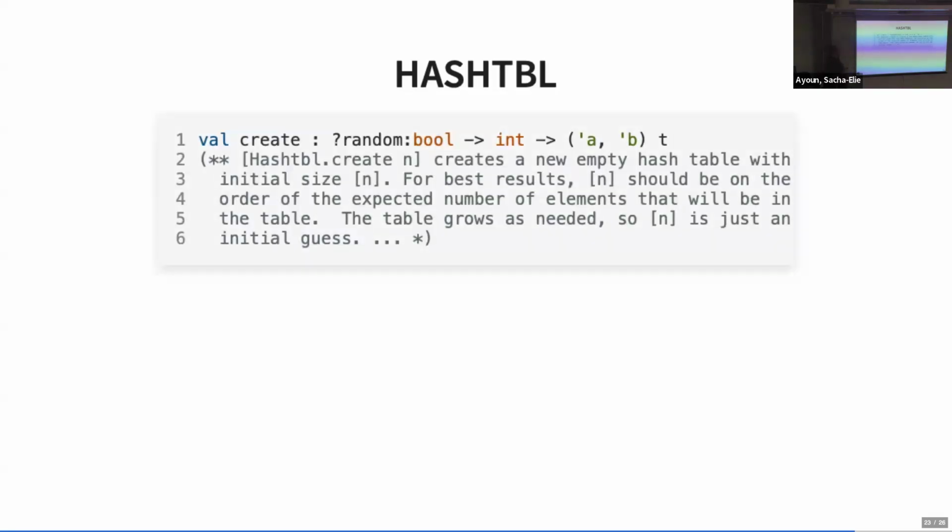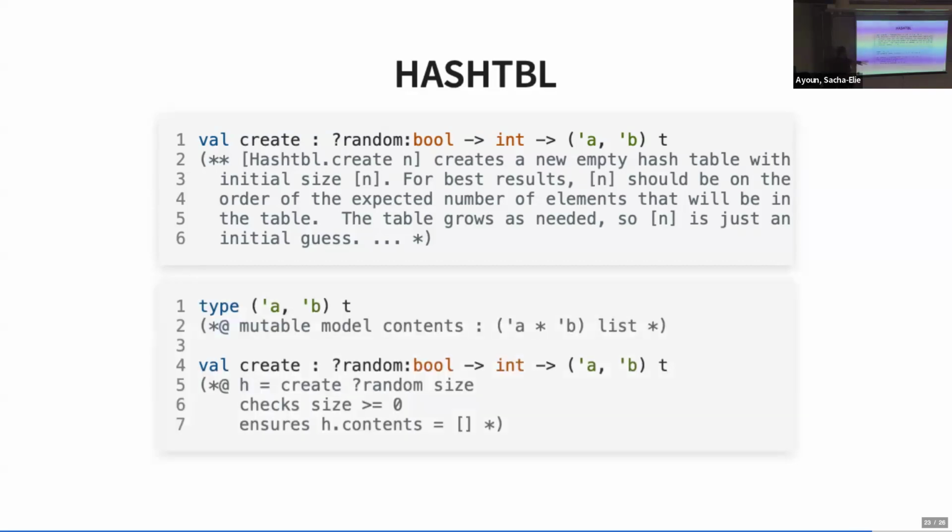When I specified the hash table library, I looked at the create function, and it says here: Hashtbl.create, a new empty hash table with initial size n. For best results, n should be on the order of the expected number of elements. We all know how a hash table works. So I thought, well, as a model, I'm just going to use an association list, right? So I'm just going to use a list that associates keys with their values. And then the create function, if you forget about the Boolean random value, checks that the size is bigger or equal to 0, and then ensures that the contents model field is empty. So it's just an empty list.